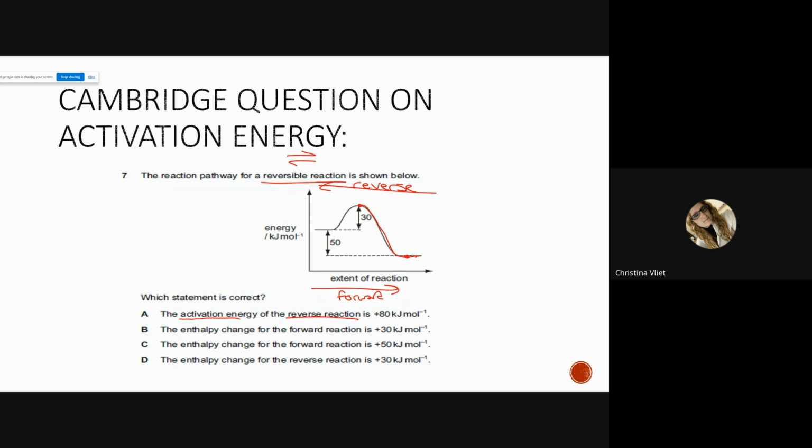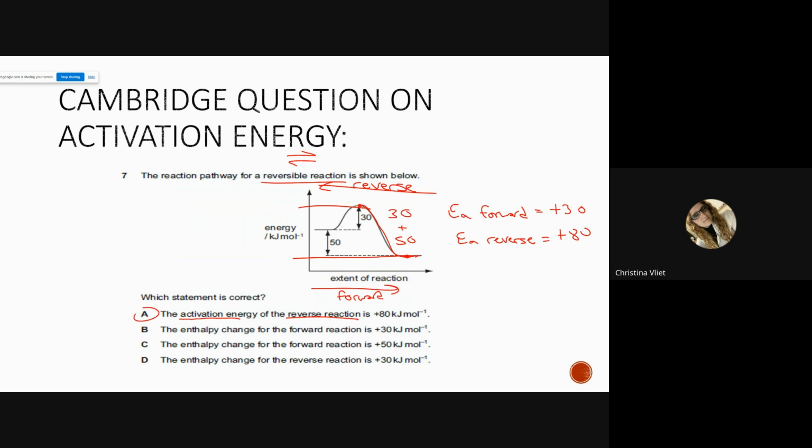For your reverse reaction, 80? Right? Oh, yeah. Because it goes from here to here. The 50 plus the 30 is 80. The energy of activation for the forward reaction is 30, because that's how much energy has to be put in to turn your reactants into products. The energy of activation for the reverse reaction is actually 80. You need to put in that much energy to go from your products back to your reactants. So is statement A correct?